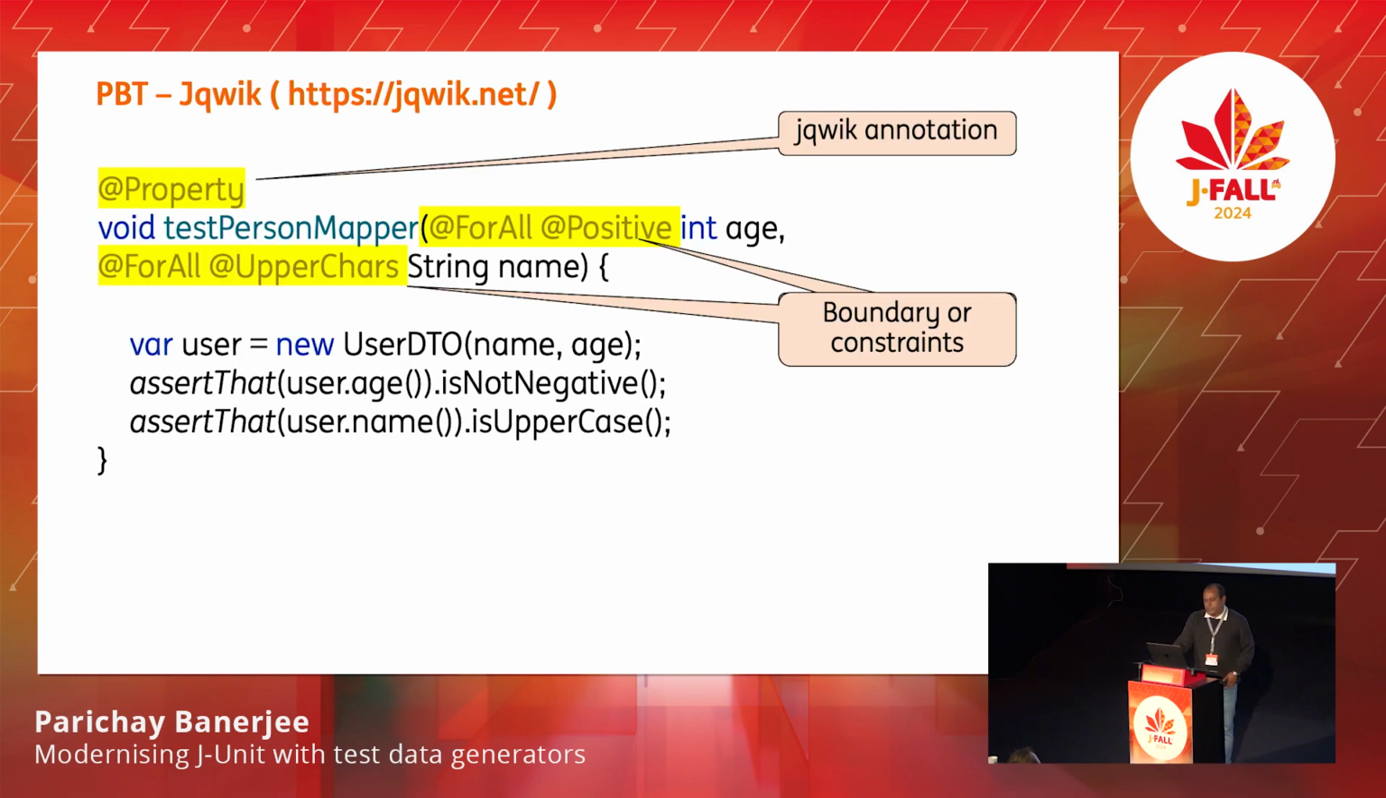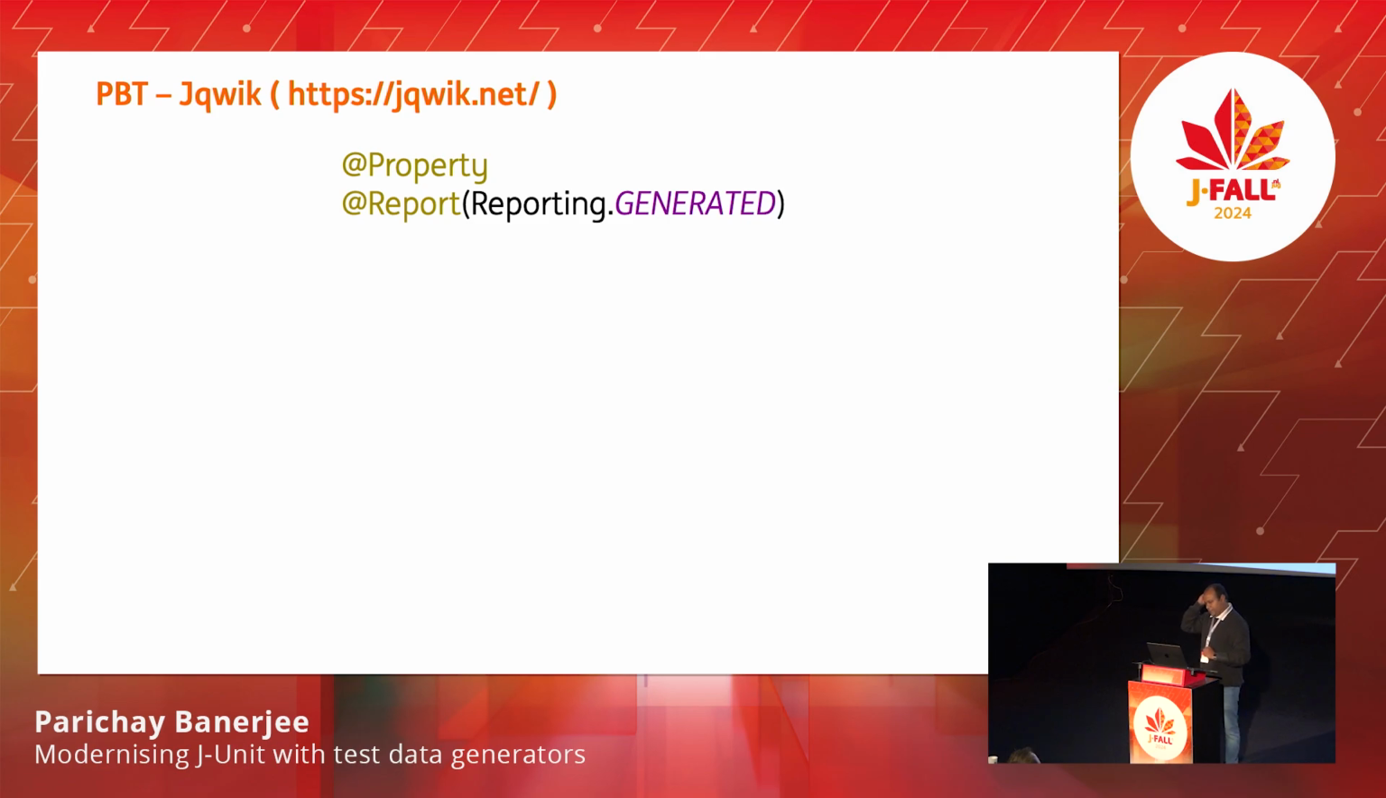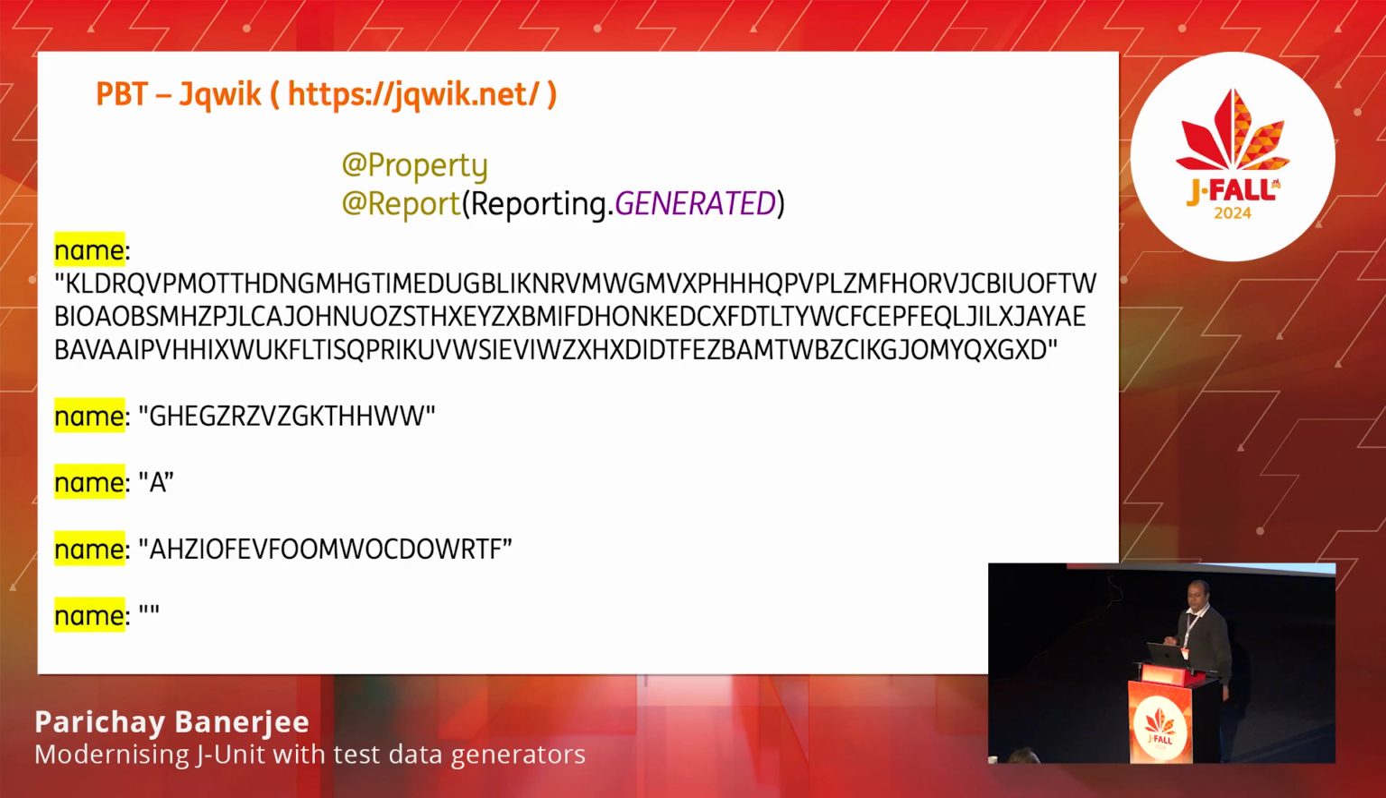One example, again a trivial example: in the latest version of Jqwik, when it releases, you don't have to mention @Property. You can use @Test as you are used to with JUnit. I'm doing for all positives and for all uppercases. Those are boundaries or constraints. And the output of these will tell you 1,000 repetitions with 12 corner cases. And if you go one level deeper, with the report annotation, it tells you, if you pay attention to this, the first string is so big, and the last one is empty, and something in between. Imagine you doing this by hand manually, right? So a lot of the work is taken away by the library itself.